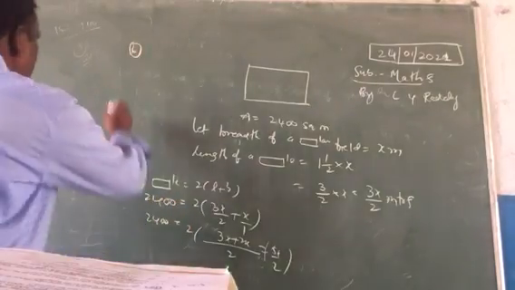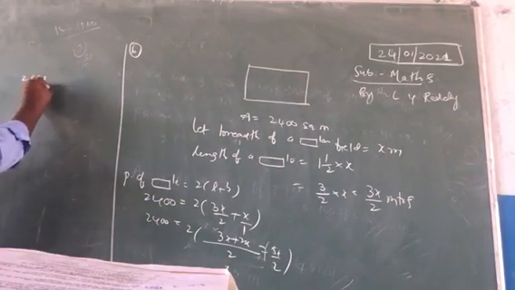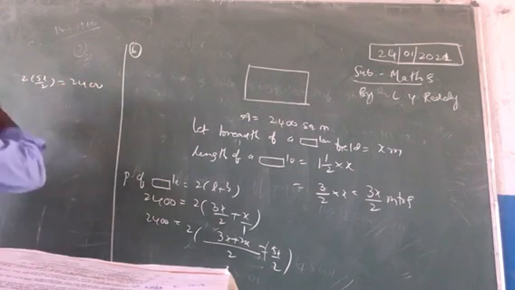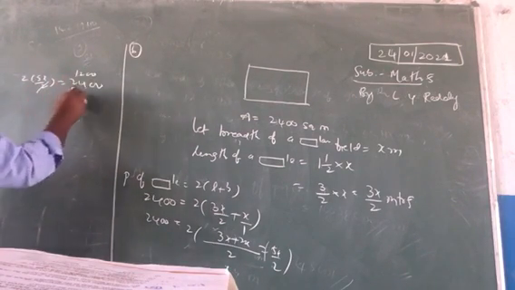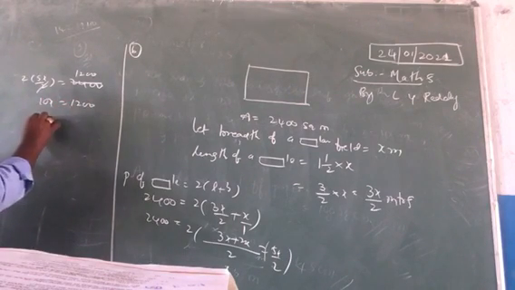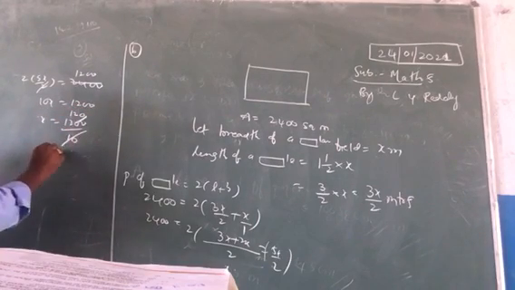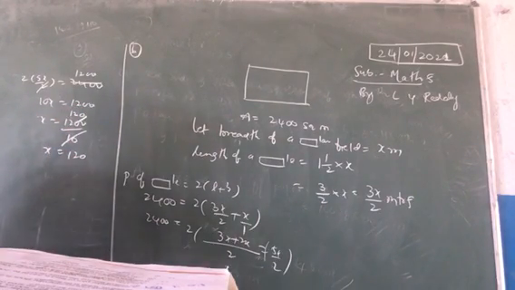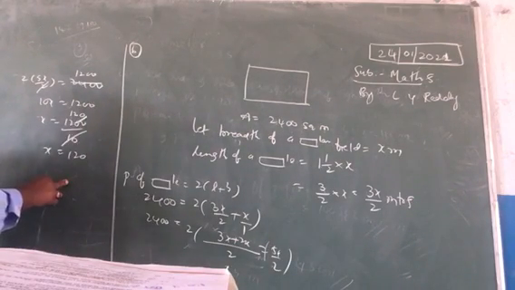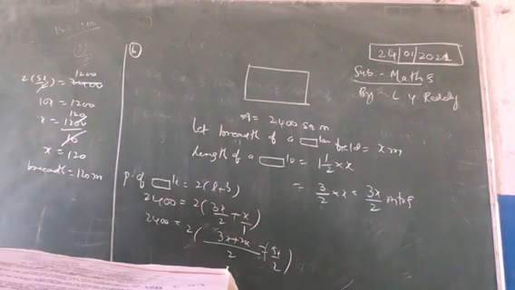Now next, children, look here. 2 into 5x by 2 equal to 2400. The 2s cancel. Next 10x equal to 1200. x equal to 1200 by 10, which is 120. That means x equal to 120. What is x here? Breadth. Therefore breadth equal to 120 meters. And then what about length?